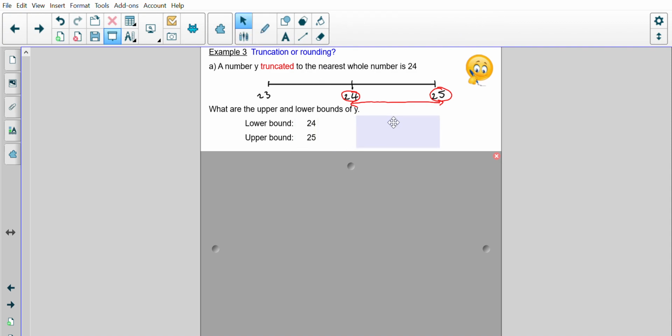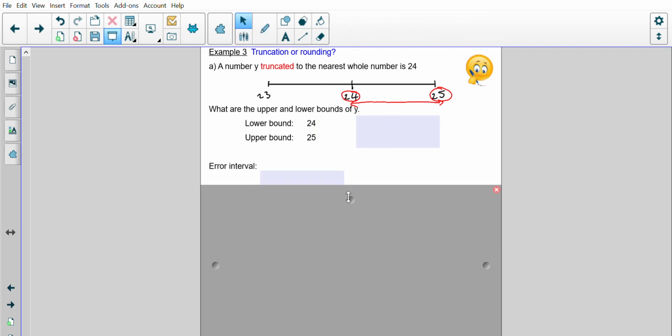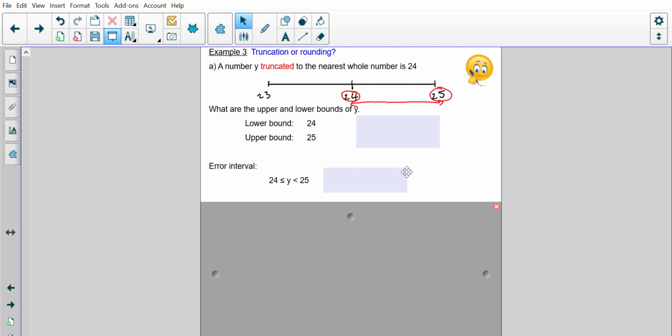So lower bound of 24, upper bound of 25, which gives us an error interval of y greater than or equal to 24, less than 25. So this example is on your note sheet, so if you've printed that off, then you can simply just fill that in. If you haven't, you can copy it into your notes book.